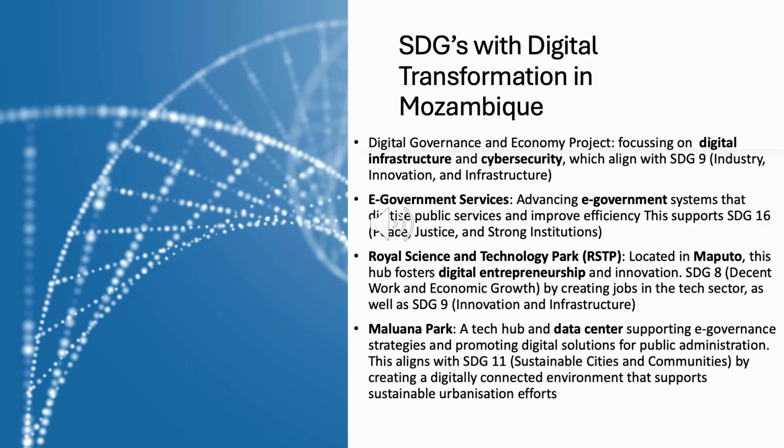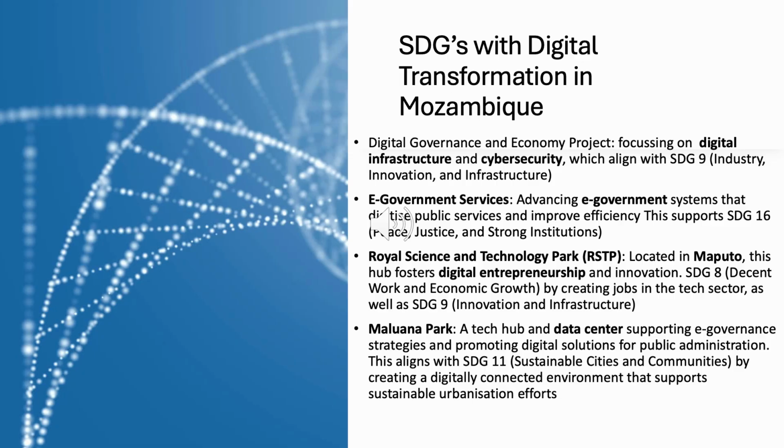In Mozambique, several initiatives are integrating sustainable development goals with digital transformation to support the country's development. The key initiatives include the Digital Governance of Economy project. This World Bank-supported project focuses on improving digital infrastructure and cybersecurity, which aligns with SDG 9 of Industry, Innovation and Infrastructure. It aims to bridge digital connectivity, which is crucial for equitable economic growth and the digital inclusion of marginalized populations. This initiative also helps enhance public services like healthcare and education, aligning with SDG 3 of good health and well-being and SDG 4, quality education.